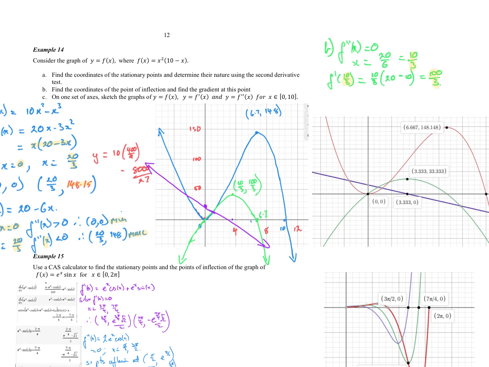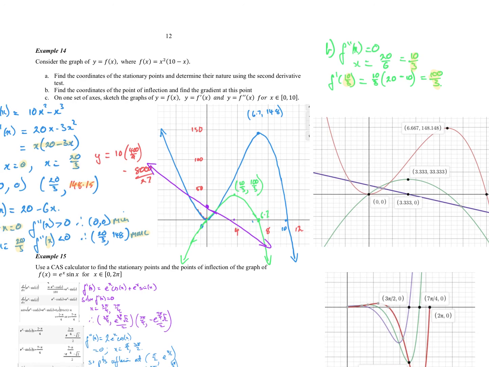So graphically, on the one set of axes, sketch the graphs over 0 to 10. If we look at the graph that I drew, we can see it all ties in. I've got my maximum where the first derivative is equal to 0. I've got what turns out to be a point of inflection at 10 on 3, which is there on the purple line.